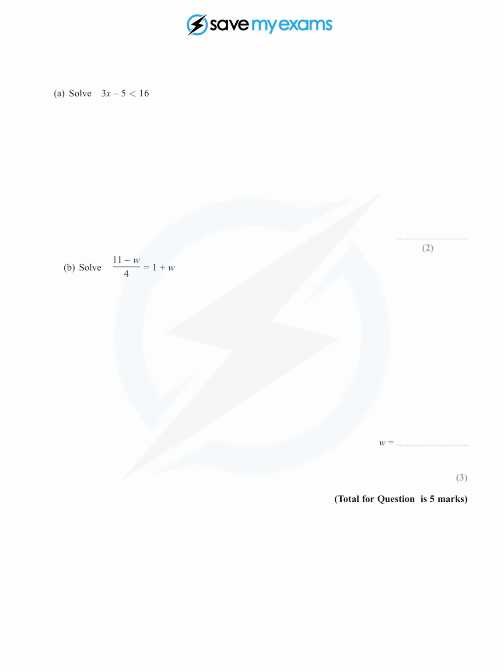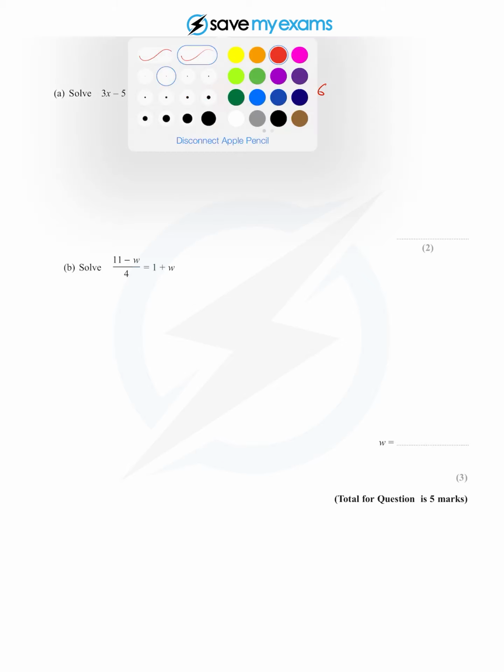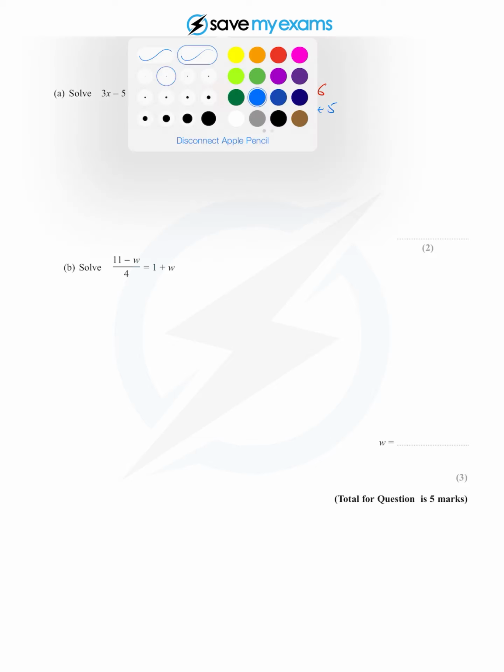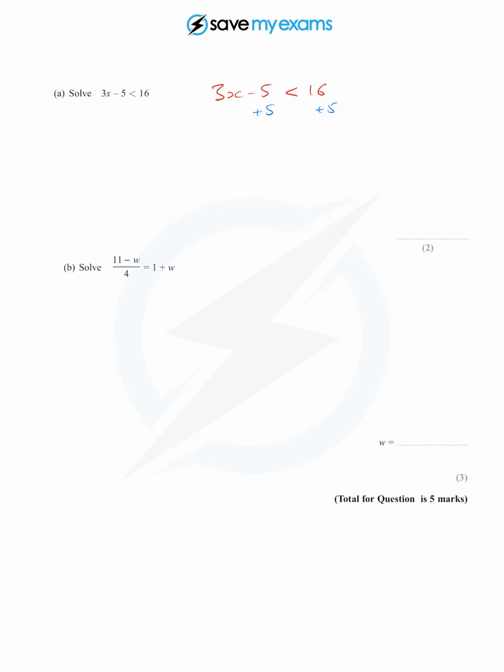Right, in this question we are asked to solve, well, this is an inequality, but really I just do that as if it's an equation. So let's just write it out again. 3x minus 5 is less than 16, and I want to get the x's on its own, so I'm going to add 5 to both sides, and that'll just leave 3x on the left, and on the right I'm going to have 16 plus 5, which is 21.